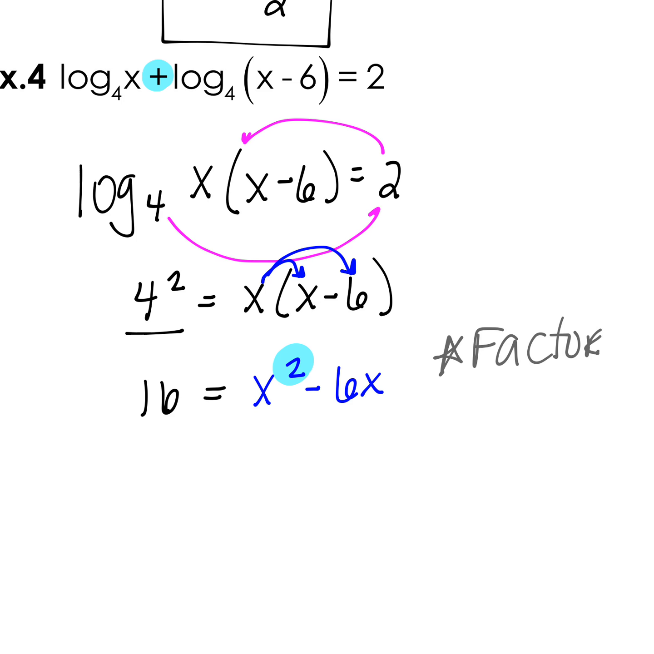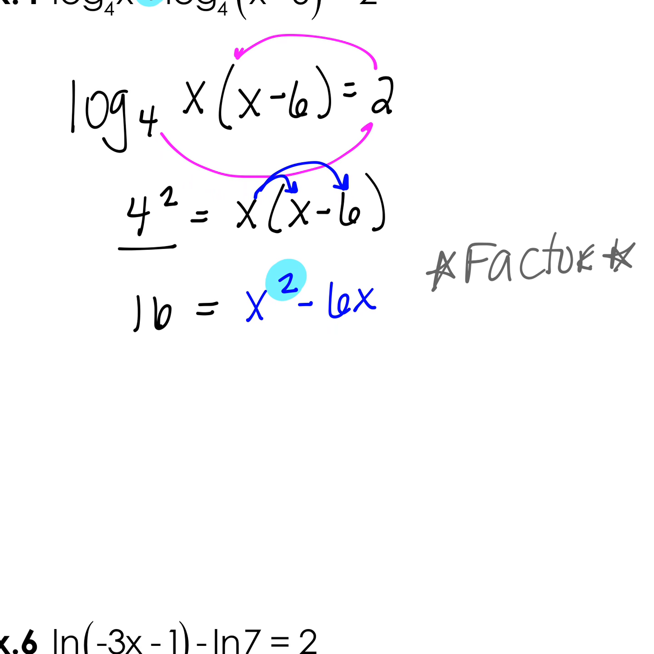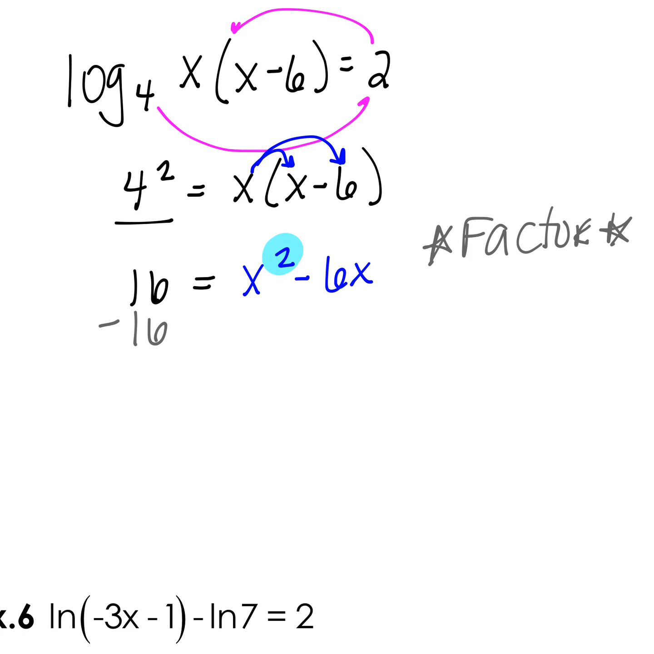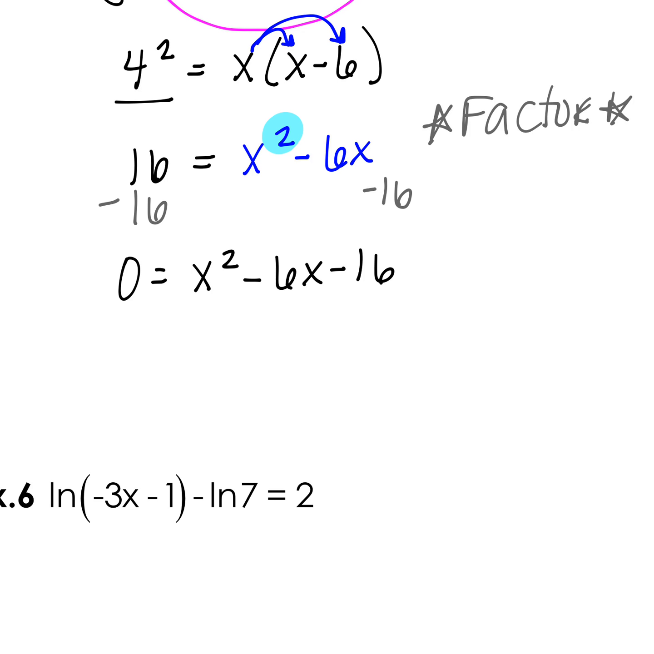That star's not a good one. Let me try that again. Star. Okay, so let's move the 16 over. So if we do that, we get 0 equals x squared minus 6x minus 16. So now everything's to one side. And now I can think, let's factor. So what are factors of 16 that are going to subtract to give me a negative 6? 8, negative 8, positive 2.